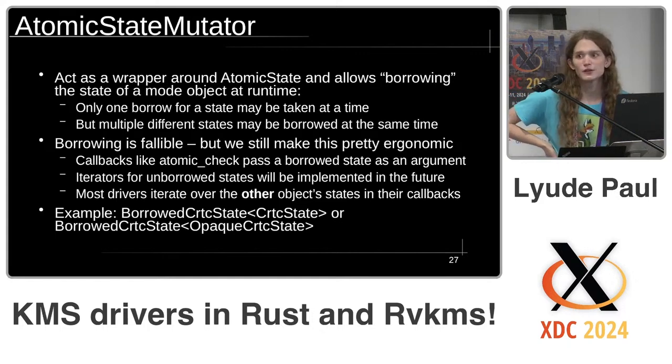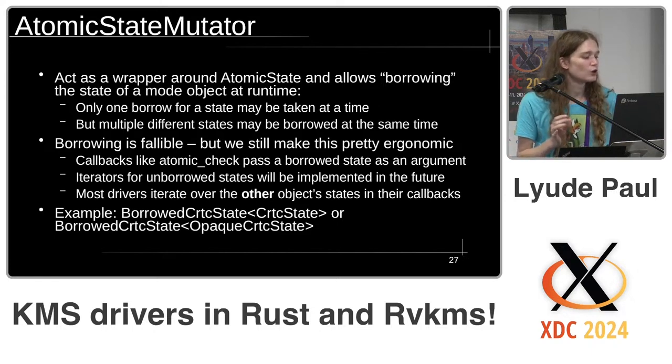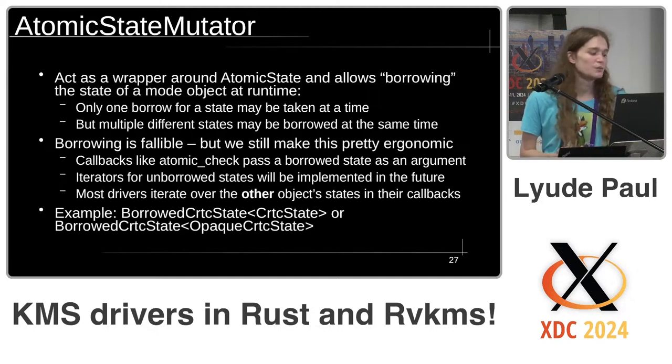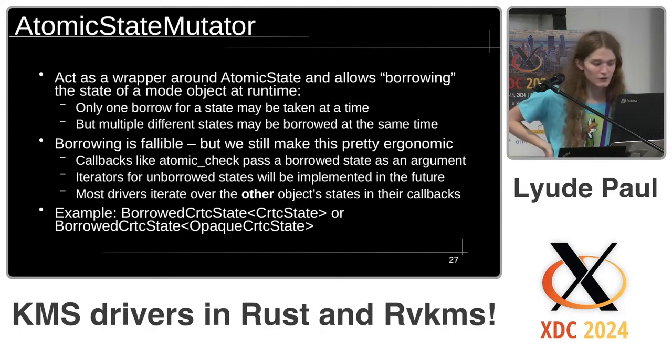So for instance, atomic check callbacks will pass a pre-borrowed copy to the new state, so that you don't have to borrow a new one. And we'll also be implementing iterators that allow you to iterate through various unborrowed states in the actual atomic state. This works pretty well because most drivers, if they are modifying other objects in atomic check or atomic commit and so forth, are going to be iterating over other object states.